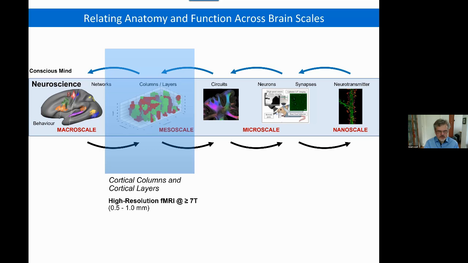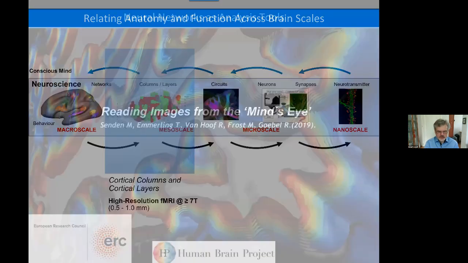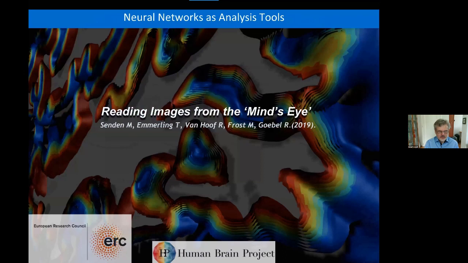The first study I'm presenting does not directly attempt to resolve columns or layers, but exploits the higher signal-to-noise ratio of ultra-high field fMRI to advance our knowledge about generative top-down networks supporting mental imagery. More specifically, we wanted to investigate whether top-down effects in primary visual cortex are topographically organized and strong enough to reconstruct imagined letter shapes from the mind's eye using ultra-high field fMRI.